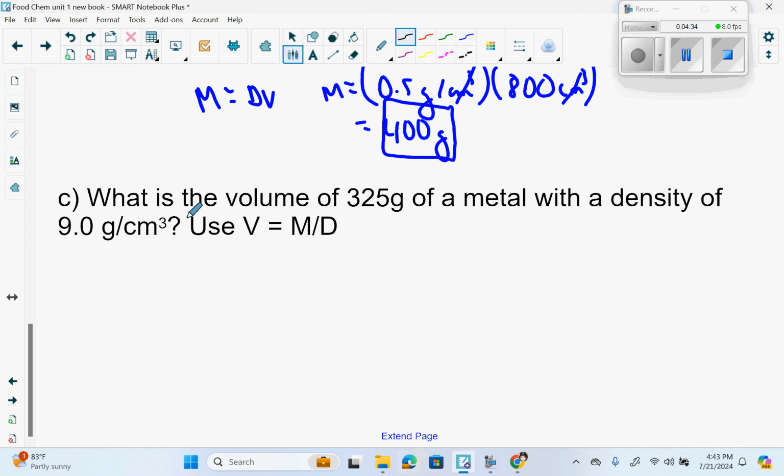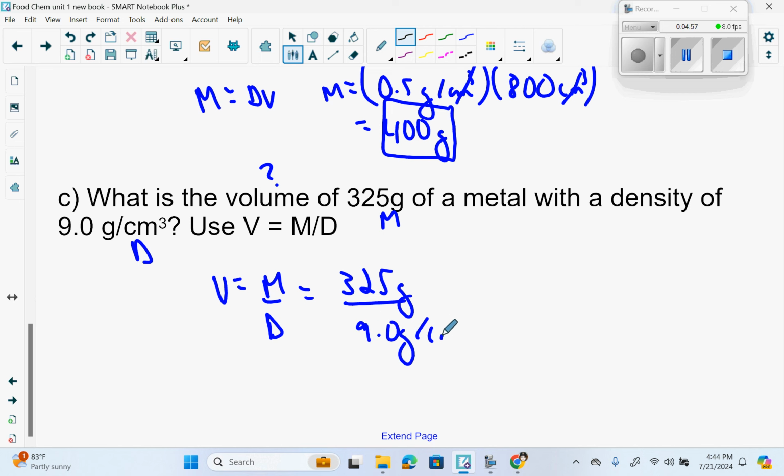All right, volume. What is the volume, so that's what we're looking for, of a 325 gram piece of metal, this is our M, with a density of 9.0 grams per centimeters cubed? So we're trying to find volume, which is M over D. 325 grams is the mass, density is 9.0 grams per centimeters cubed. Grams are the same, so they cancel. In your calculator, take 325 divided by 9.0. And again, you don't need all of those, so we'll just take two numbers. And I'm following sig figs if you actually took chemistry. So just write 2. It's 36 centimeters cubed.